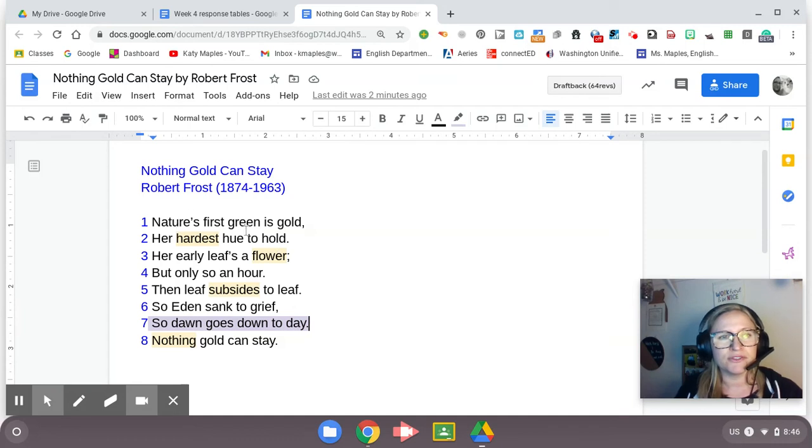So nature's first green is gold, her hardest hue to hold. Her early leaf's a flower, but only so an hour. Then leaf subsides to leaf, so Eden sank to grief. So dawn goes down to day, nothing gold can stay. Is there a time where two things are being compared? And it's not literal, but we should just kind of understand it.